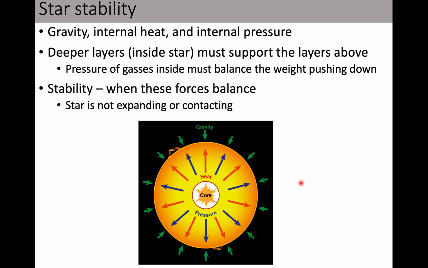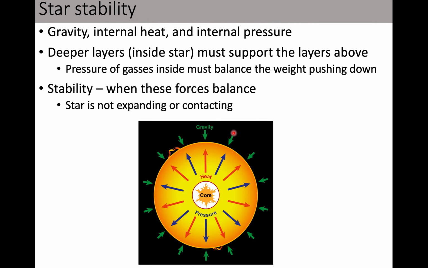Stars are not always stable, especially as they're forming. Stars have a couple of different components that need to balance each other out. There's gravity pushing inwards from the outside of the star towards the center. There's the internal heat, which is starting at the core and pushing outwards. And there's also internal pressure, starting at the core, pushing outwards.